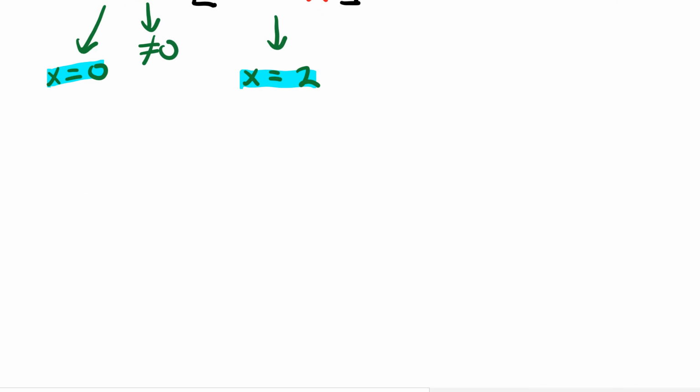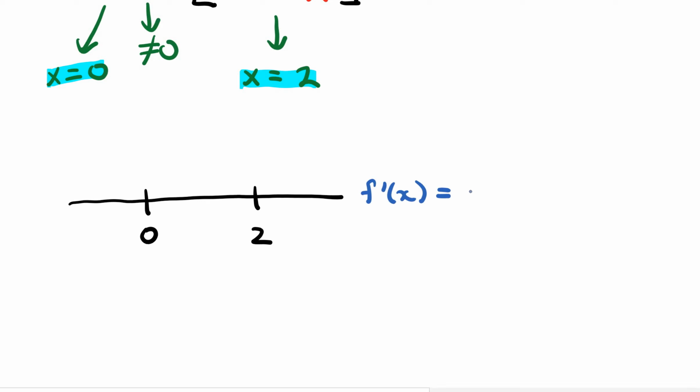Okay, so the next step is we draw a number line. We put those critical points on the number line. Here's a 0, here's a 2. My derivative here is going to be x times e to the negative x times 2 minus x. And I just want to say that this part right here, this exponential function, is always going to be positive regardless of what number you plug in for x. Whether you have a positive or negative number, it doesn't matter. That part is always going to be positive.